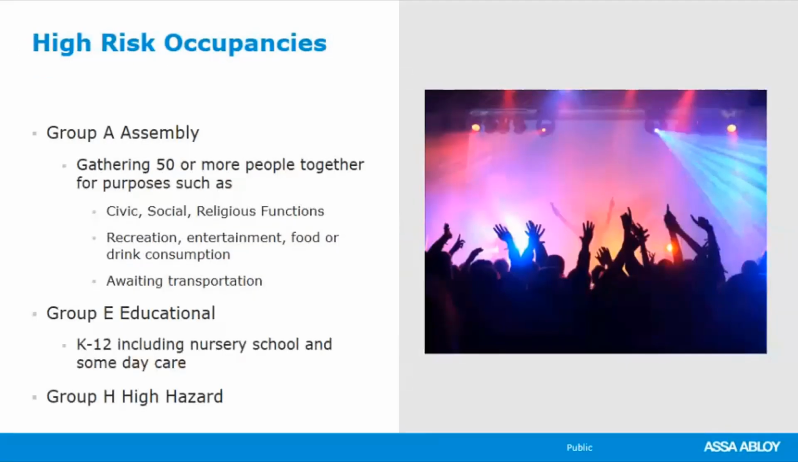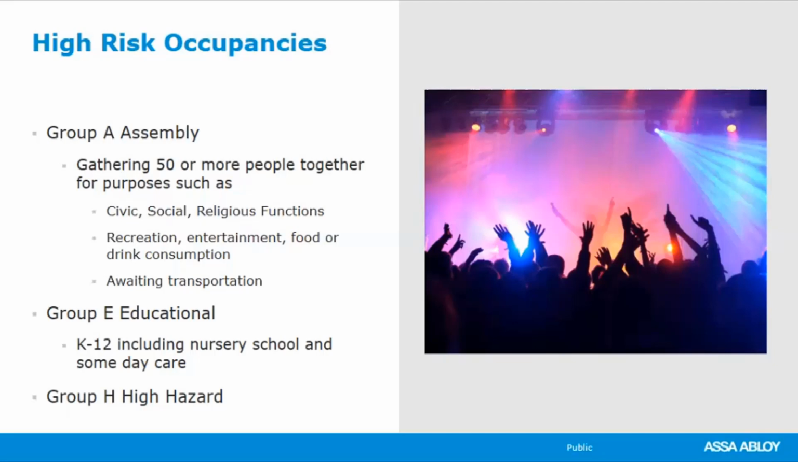Occupancy types: the code is written around ordinary hazard, ordinary risk, and then it's modified to be more restrictive for high-risk occupancies. It's also modified with exceptions for low-risk occupancies, and they'll be less restrictive in that case.